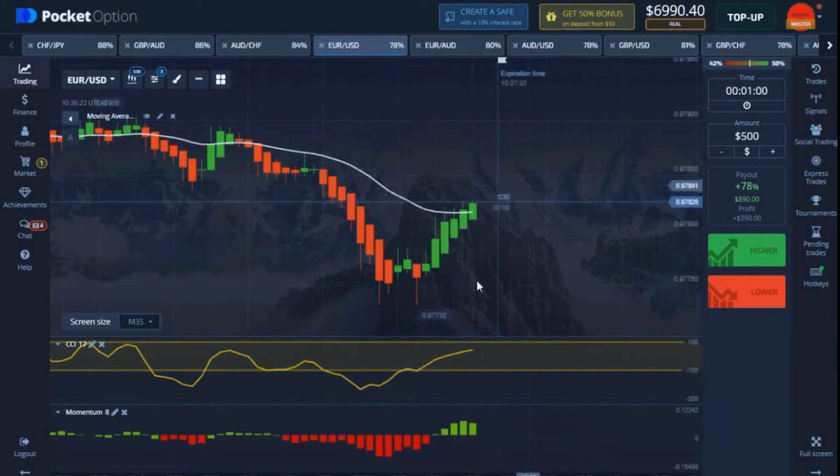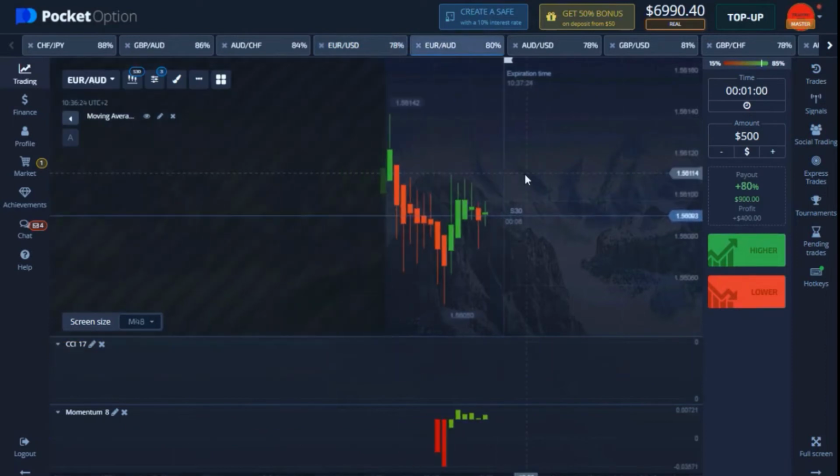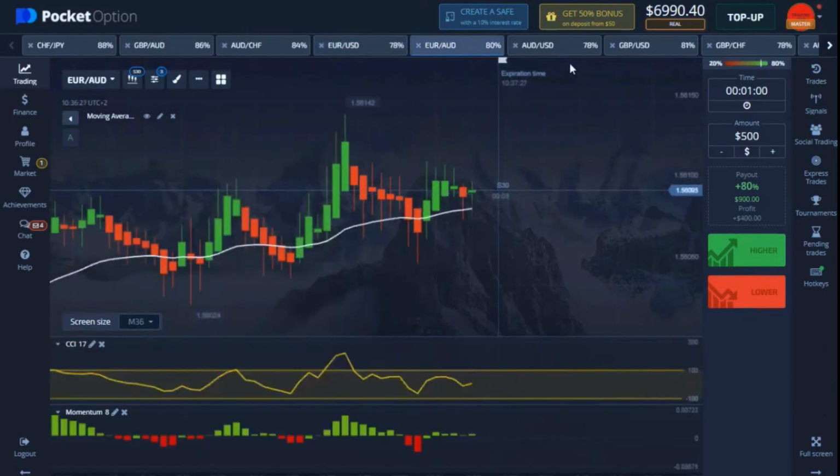So this is a good moment for a down trade. I keep analyzing now, guys, and when I get another good moment, I'll come down and take a trade.